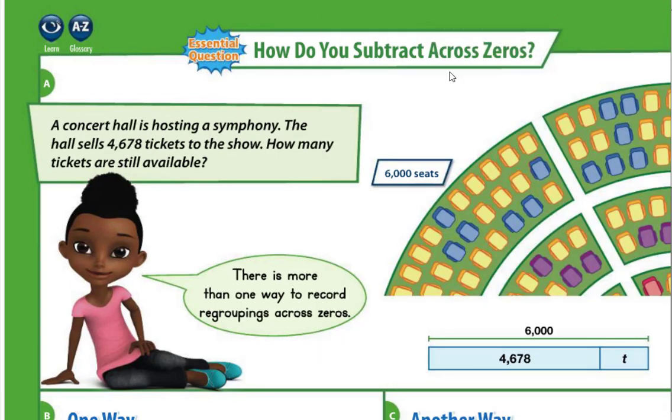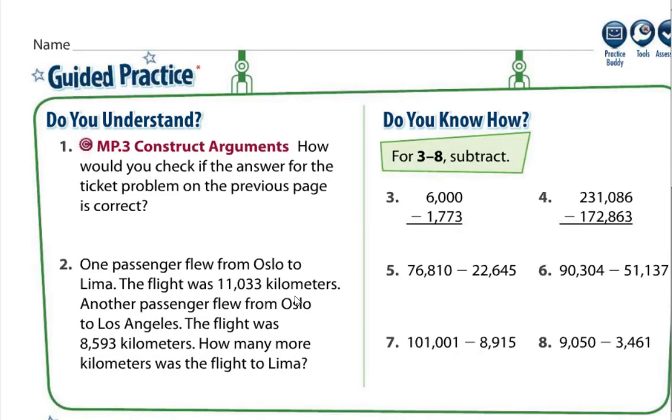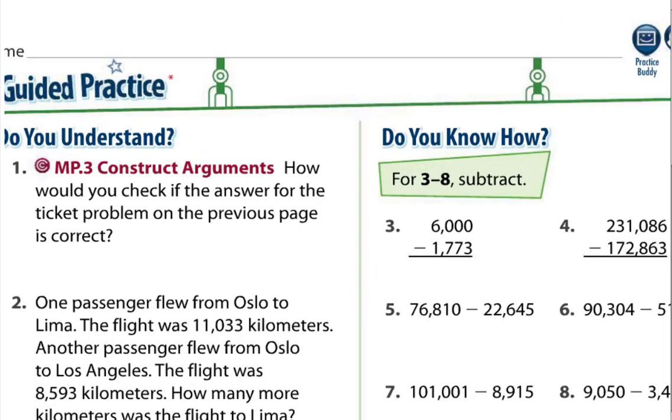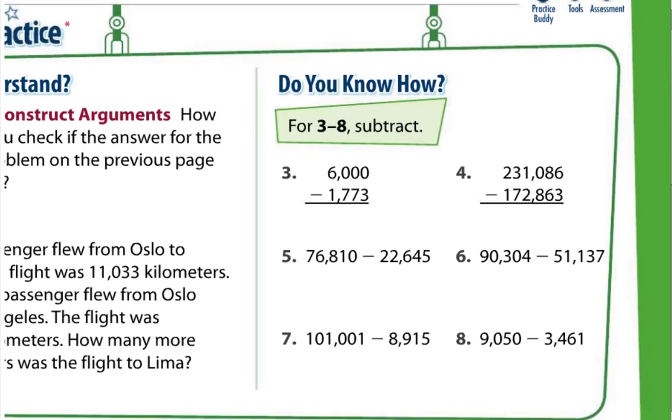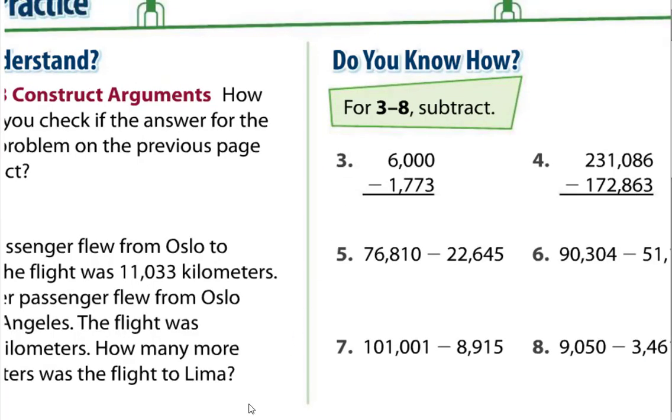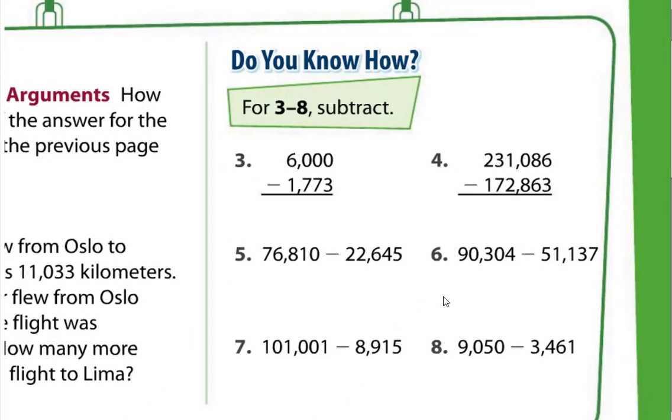Okay, now to the book. Open your books, page 73. We found in this video how to subtract when we have a question like this, 6,000 minus 1,773. Okay, I will explain this to you. Focus with me.